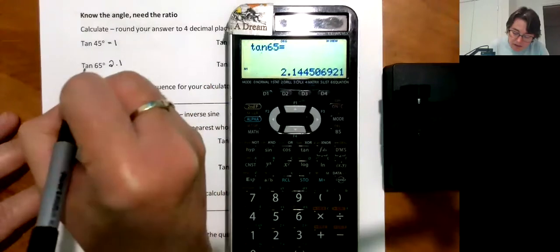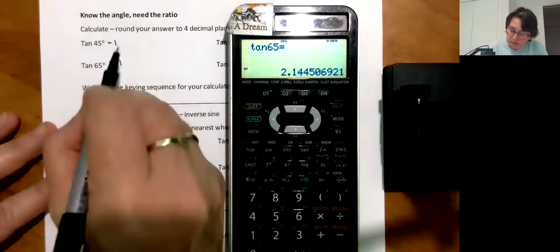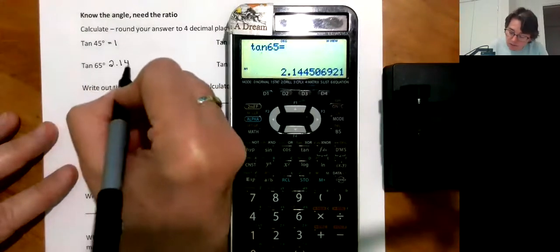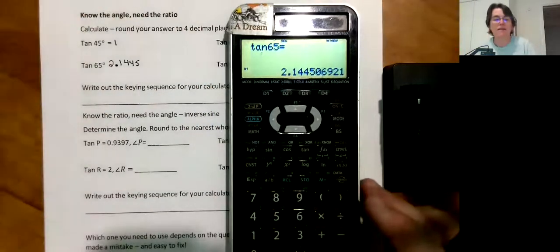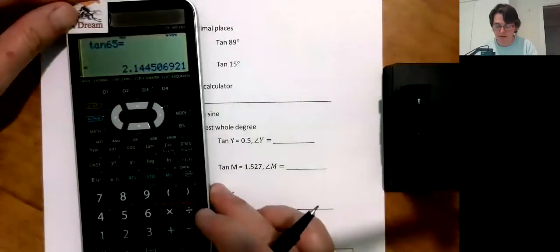2.1. Oh, it says round to 4 decimal places. So 1, 4, 4, 5. There we go. Ta-da! There's tangent 65.